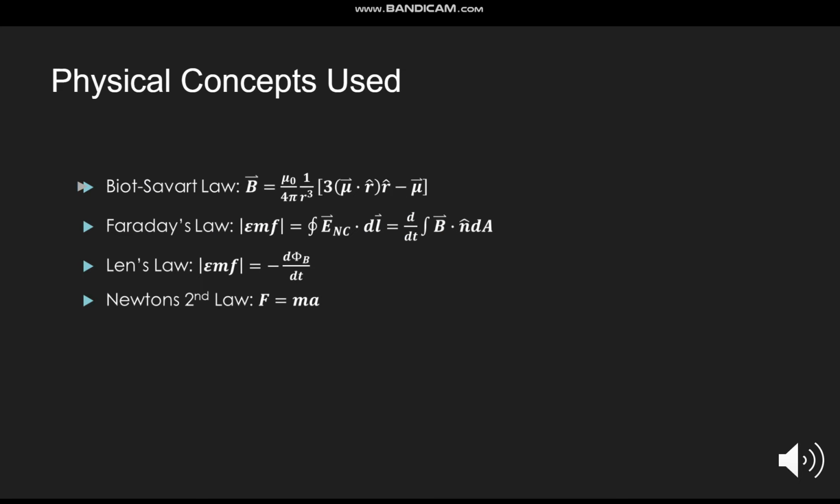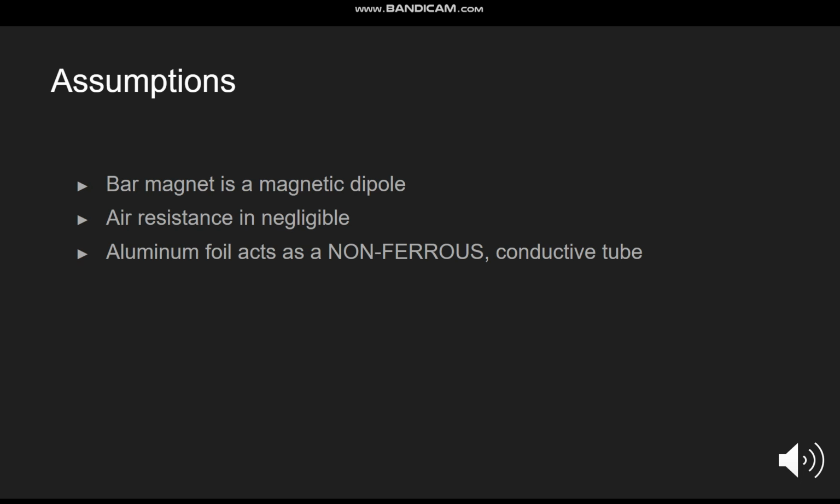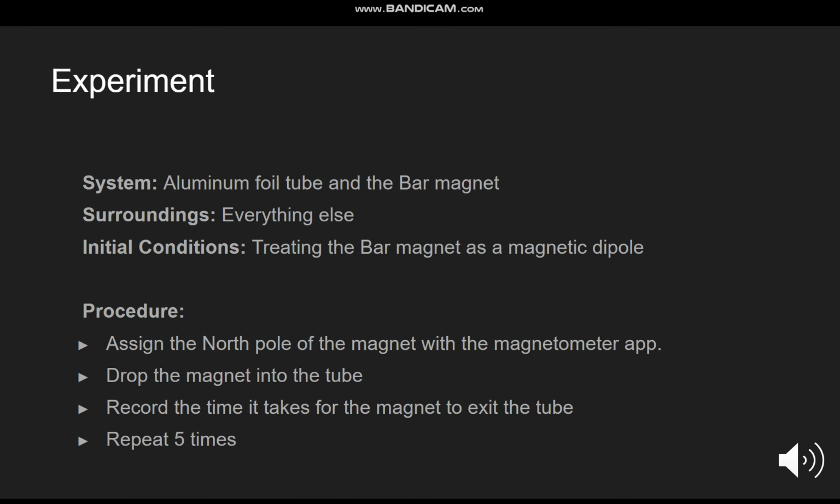For the physical concepts used, we use the Biot-Savart law, Faraday's law, Lenz's law, and Newton's second law. We made the assumptions that the bar magnet is a magnetic dipole, air resistance is negligible, and aluminum foil acts as a non-ferrous conductive tube. The system is the aluminum foil tube and the bar magnet. The surroundings is everything else, and the initial conditions treat the bar magnet as a magnetic dipole.